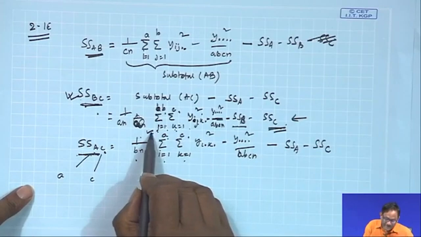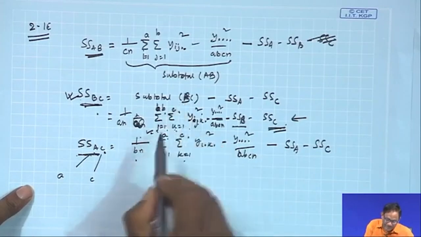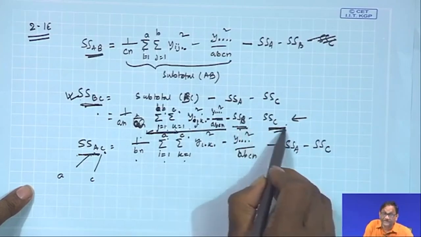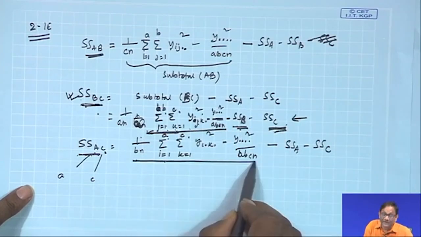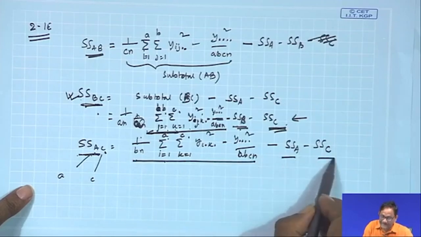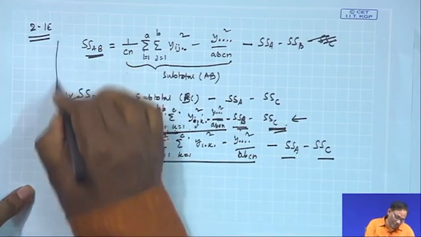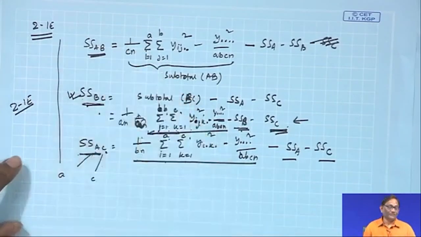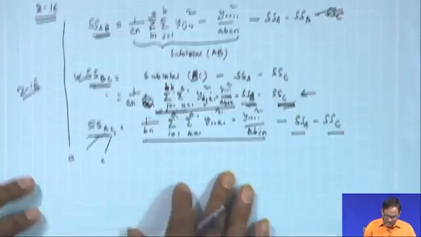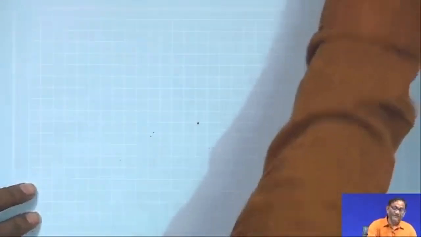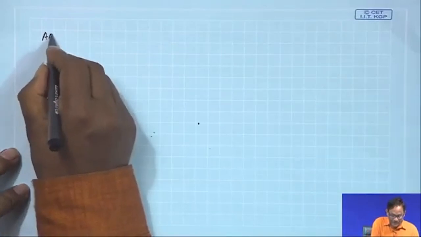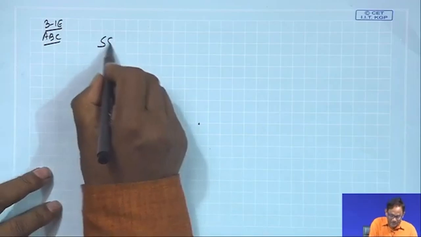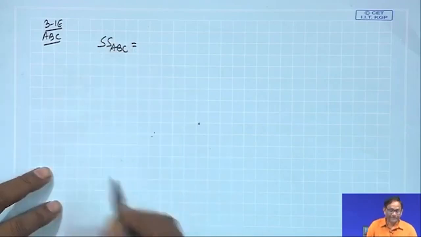So, SS subtotal BC minus SSB minus SSC, here SS subtotal AC minus SSA minus SSC. So, that means these are two way interactions and their sum squares are computed. Then finally, there is another source, which is three way interaction ABC. So, you have to compute SSABC.